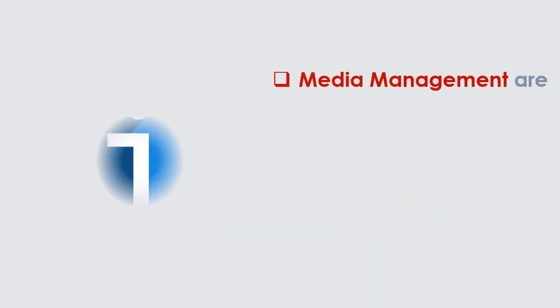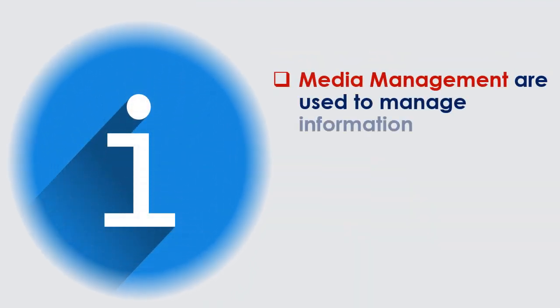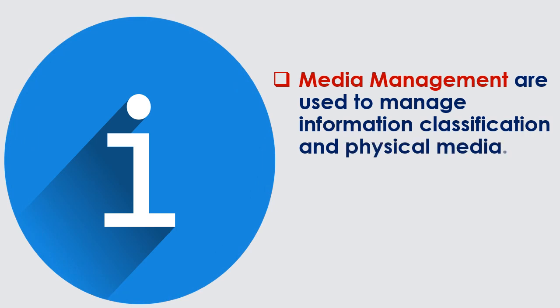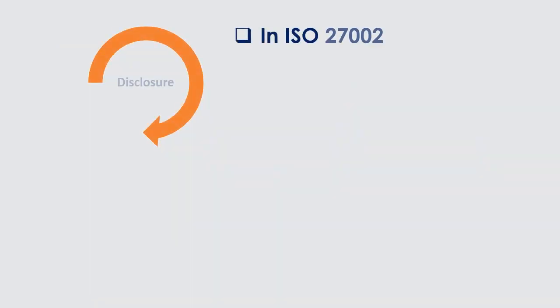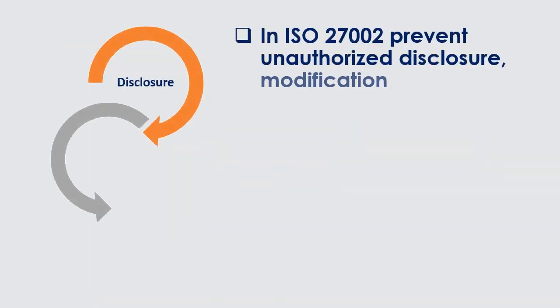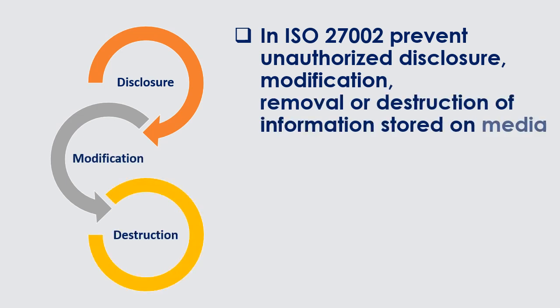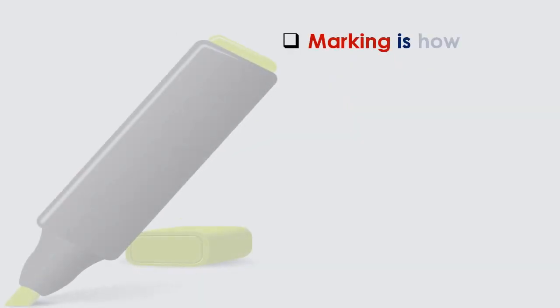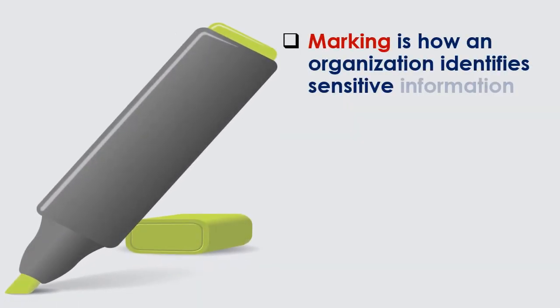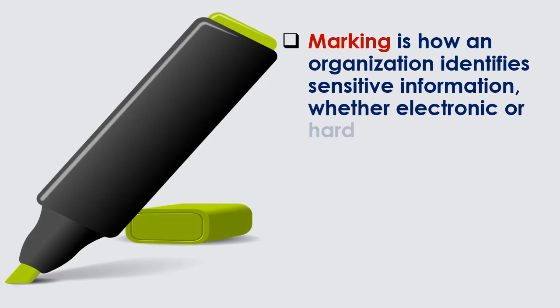Media management is used to manage information classification and physical media. In ISO 27002, the goal is to prevent unauthorized disclosure, modification, removal, or destruction of information stored on media. Marking is how an organization identifies sensitive information, whether electronic or hard copy. For example, a marking might read privileged and confidential.